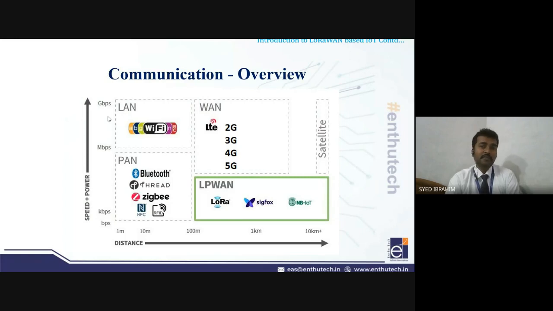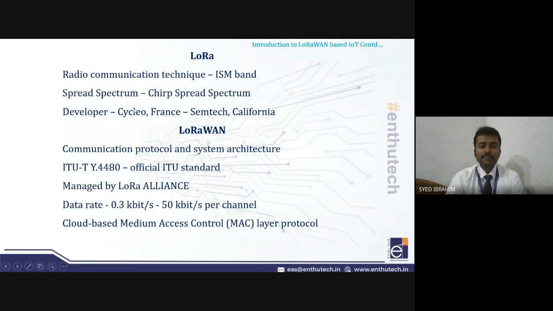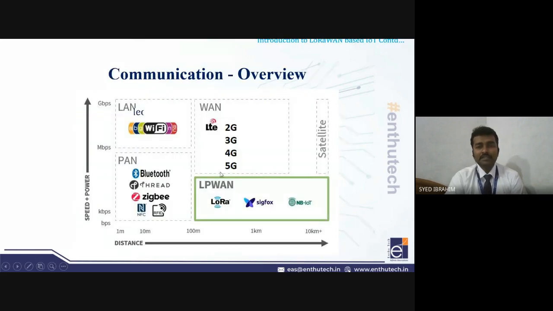So here we go with communication, which we might have heard about: Bluetooth, Thread, Zigbee. These cover a distance of only a few meters. This is our communication stuff, and we know all this. But what we are focusing on now is LoRa, Sigfox, and NB-IoT. And today we will exclusively discuss this LoRa.